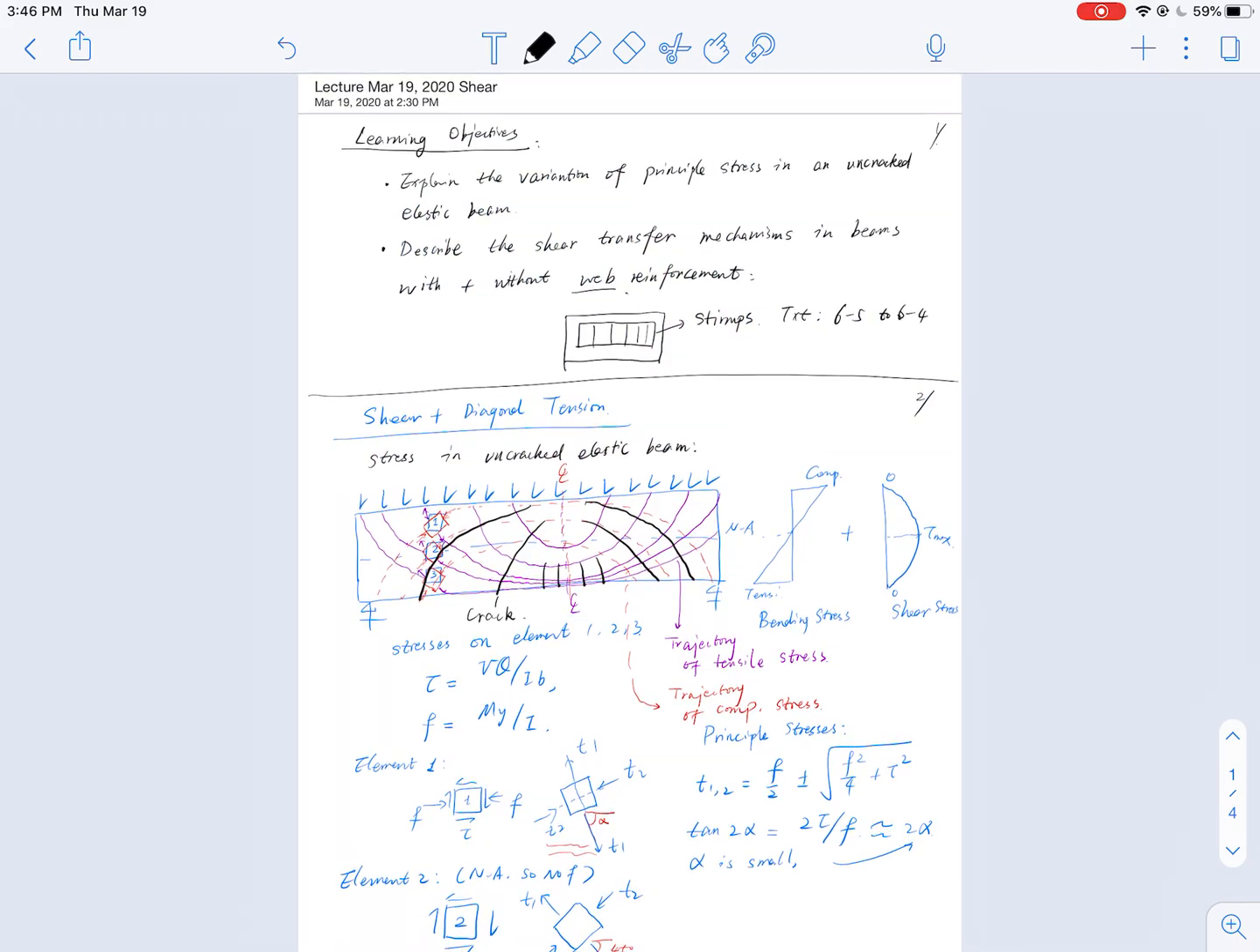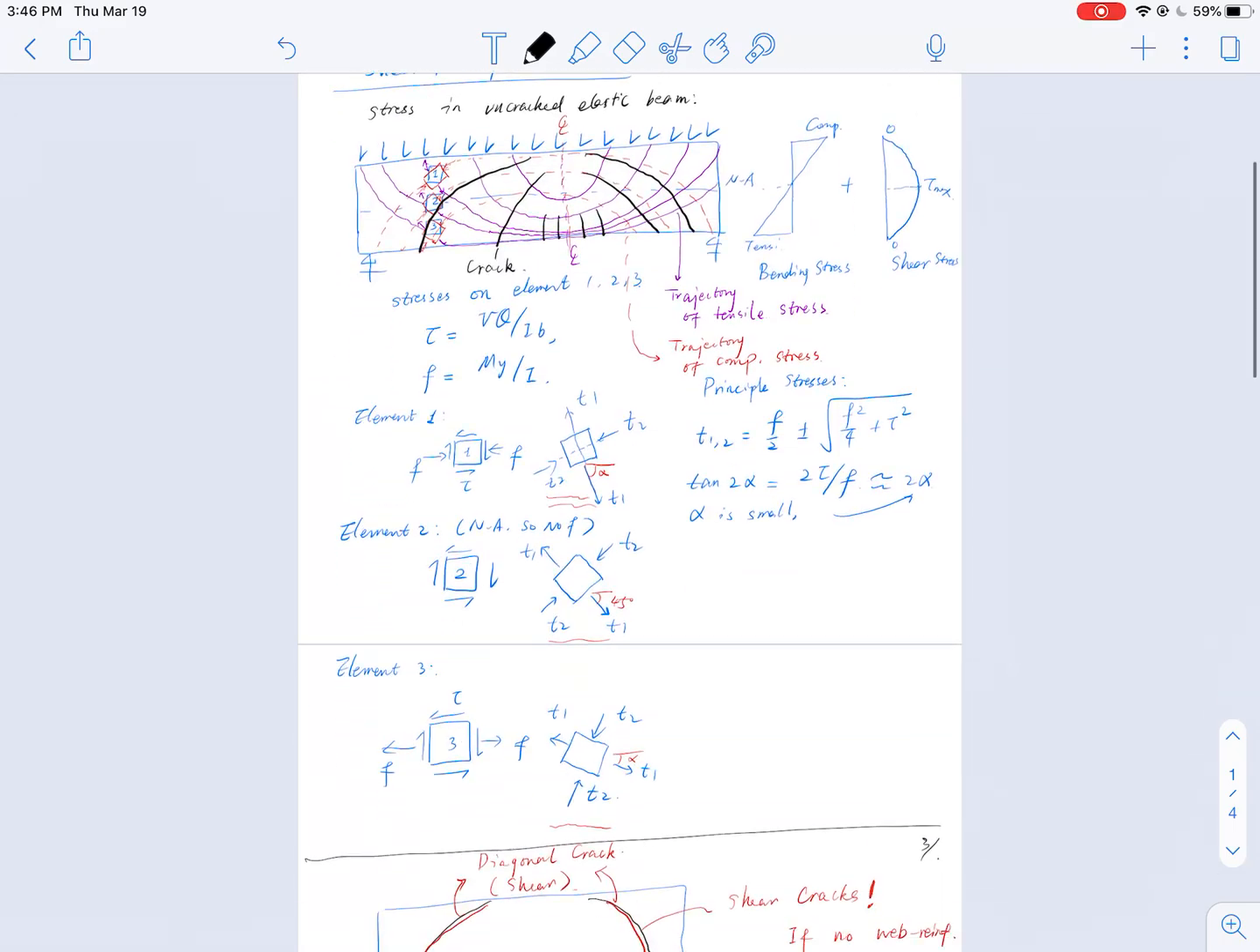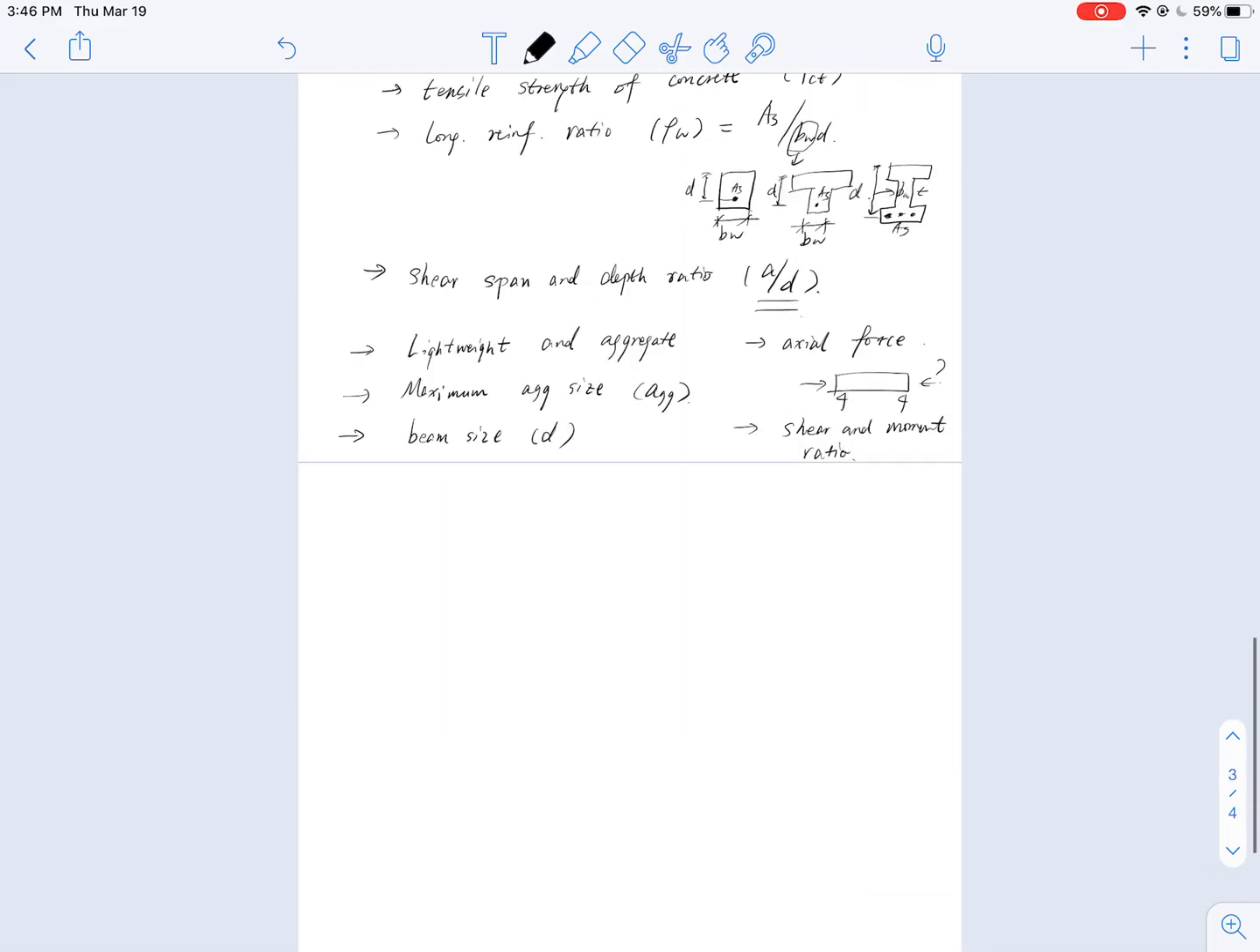All right, so this is it for today for shear. We'll continue shear next Monday. All right.